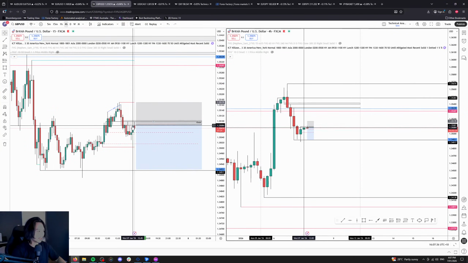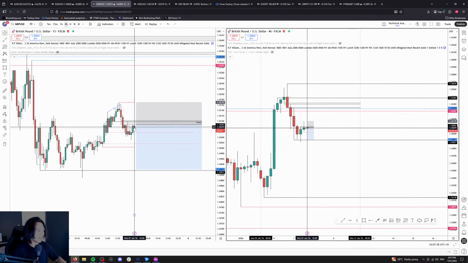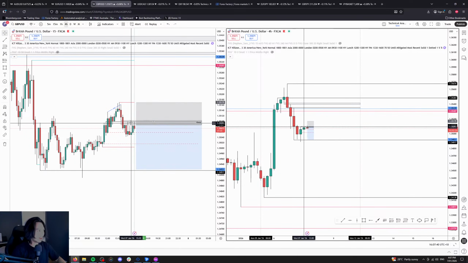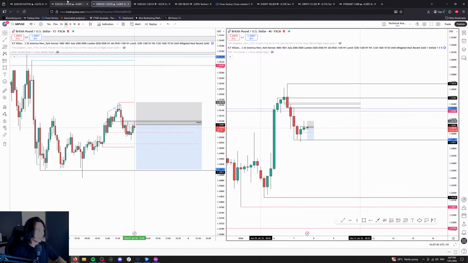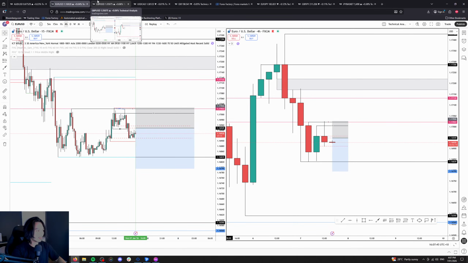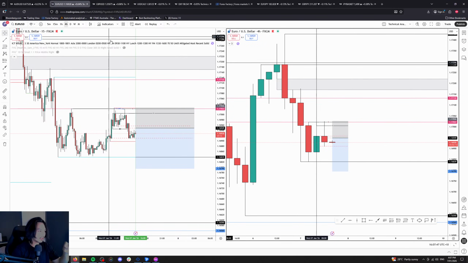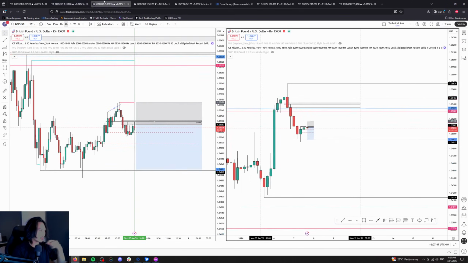I think I'll wait for this 15-minute candle to close on pound USD, and then I'll set the limit order. So I only want to be taking one. It's either going to be Euro USD or pound USD here.